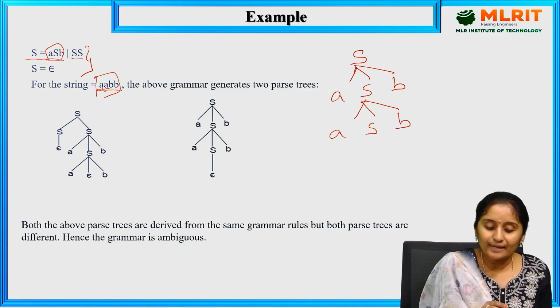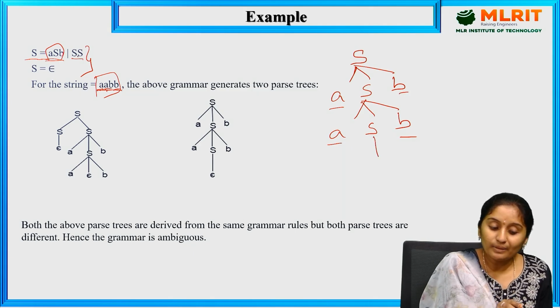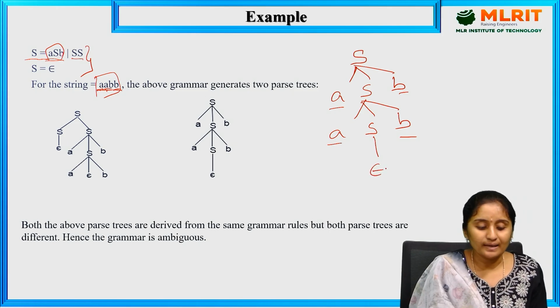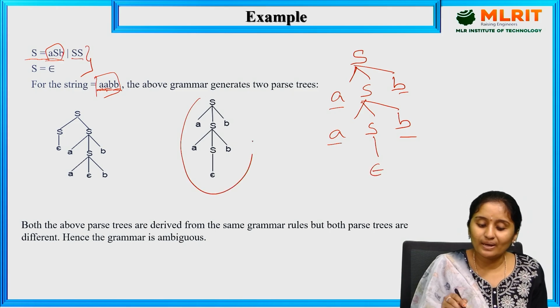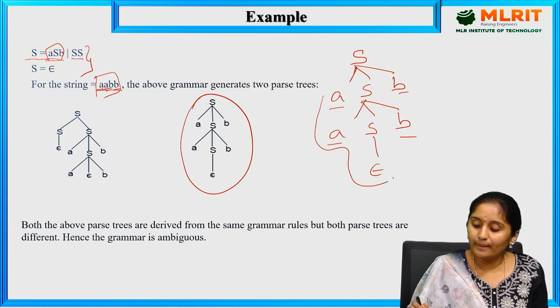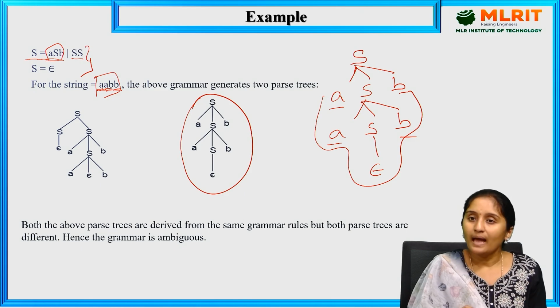So here I got the first A, and the second character A, and the next I got B, and the next B. Now I can replace this S with SS or epsilon. Epsilon is the empty string. So this is the one parse tree which I have generated. For the same string, if I am able to generate one more parse tree, then I can say this is an ambiguous grammar.